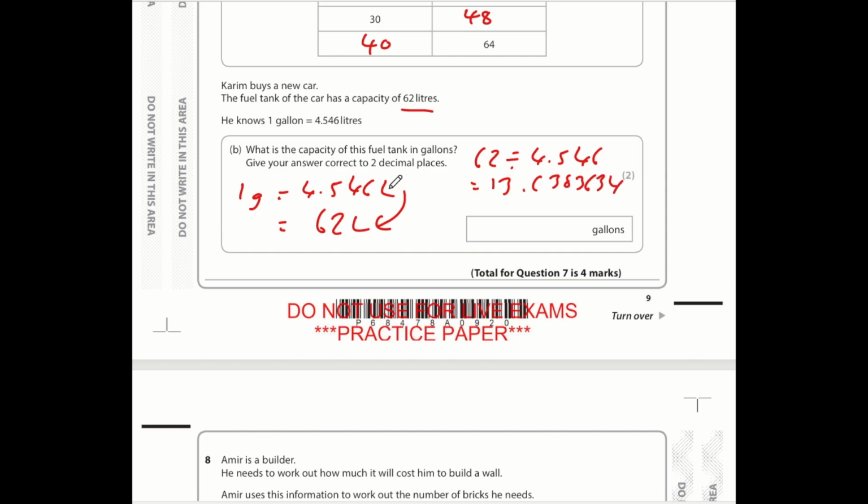13.6383634. So what I'm doing is this value here we multiply by, I'll just put 13.6, to turn it into 62 litres, so therefore we need to do the same to this number here, but this number's 1, so just 1 times this number, we'll just leave it as 13.6383634. And if we want 2 decimal places, we're interested in the 3rd decimal place, which is an 8, so that will move the 3 up to a 4, so it's 13.64 gallons, and we're done.